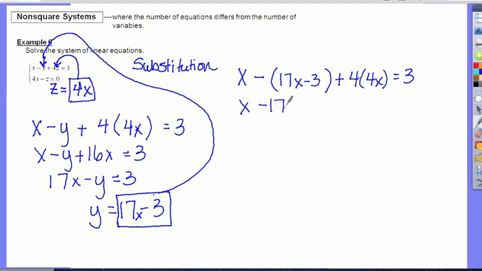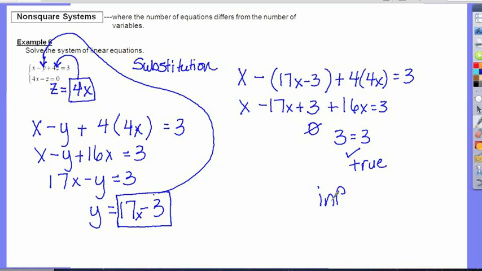So let's simplify this. x, distribute your negative sign, multiply there. Oops, that's not 116. That's just 16x. Okay, let's combine like terms here. That's x minus 17x. That's negative 16x plus 16x. That's 0. No x's. And then we just have 3 equals 3. So the x's have completely canceled out. And that is a true statement. That's true. So that means this is an infinite number of solutions.